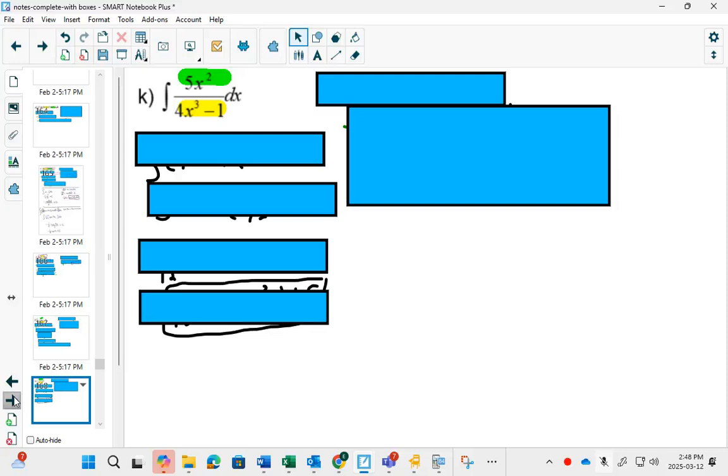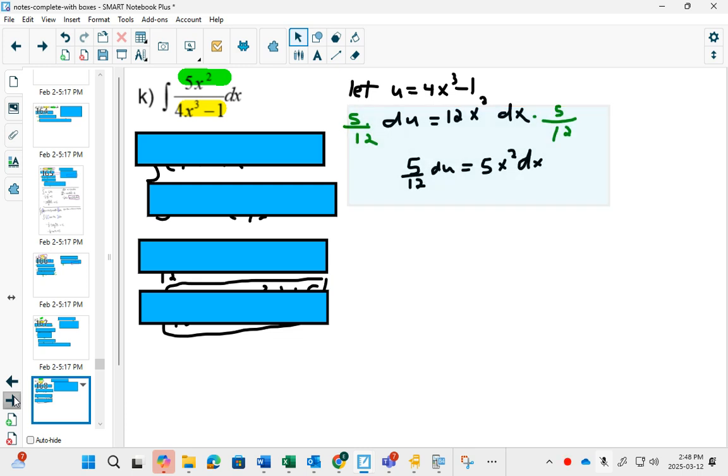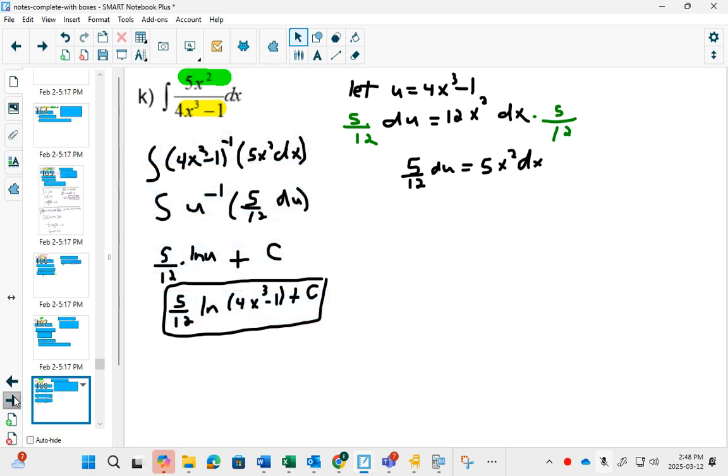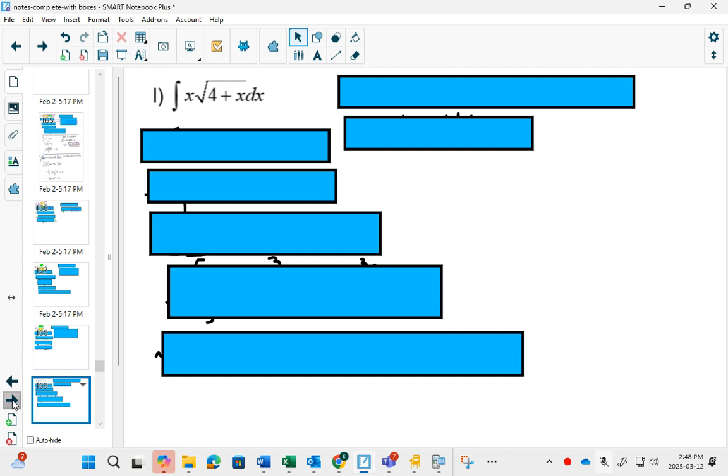Same thing here. What's the derivative of a 4x cubed? They give me an x squared, but not a 5, but it doesn't matter. I can rearrange. I can multiply to get that 5x squared. Or I could just factor the 5 out in the front and leave it till later. There's other options to do. But then this is a natural log line. But what I really wanted to do in our last question for today is this weird substitution.